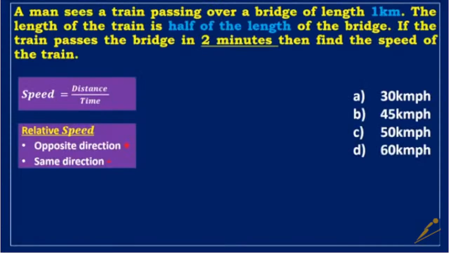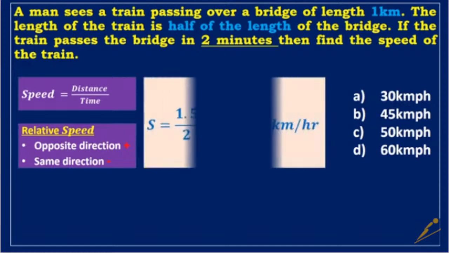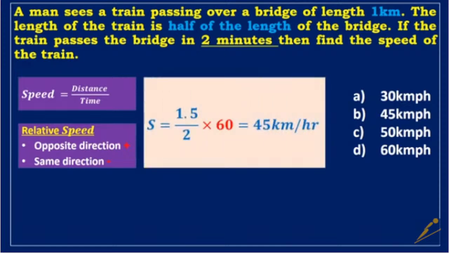A man sees a train passing over a bridge of length 1 kilometer. The length of the train is half of the length of the bridge. If the train passes the bridge in 2 minutes, then find the speed of the train. According to the given conditions, the total distance that the train must cover to cross the bridge is 1 plus half a kilometer, or 1.5 kilometers.